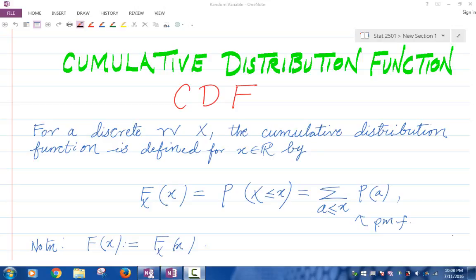In this video we will go over the cumulative distribution function. It's known as CDF for short. Let X be a discrete random variable, then its cumulative distribution function, the CDF of X, is defined for any real number x by F_X of x equal to the probability that X is less than or equal to x, which can be written in terms of the PMF of X as the sum over all a less than or equal to x of P of a.